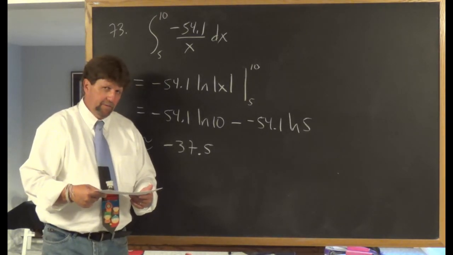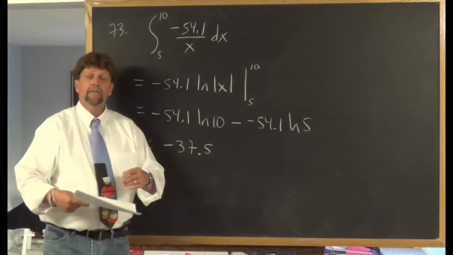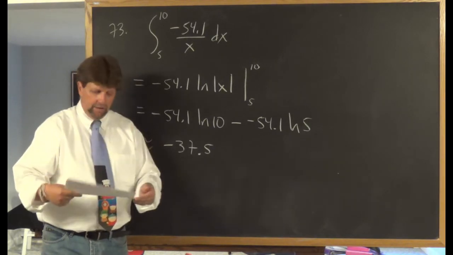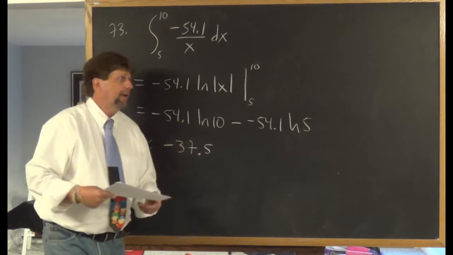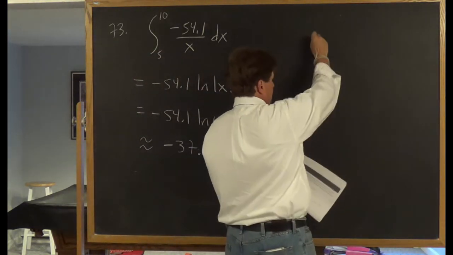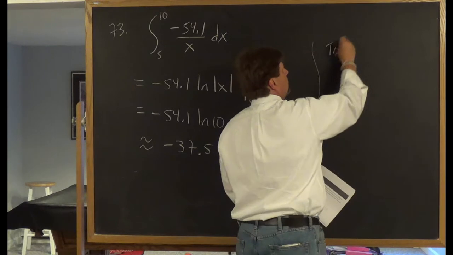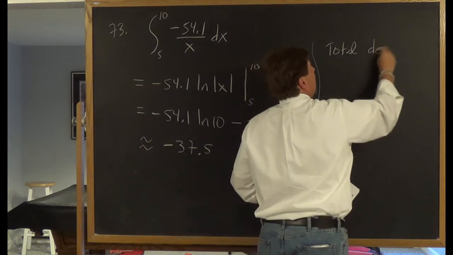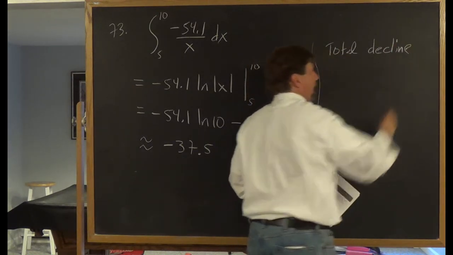Negative 37.5. Well, it's negative. That means it's a total decrease. So, you know what? I'll write down a full-blown interpretation here. How about something along the lines of this? How about the total decline? That sounds good.